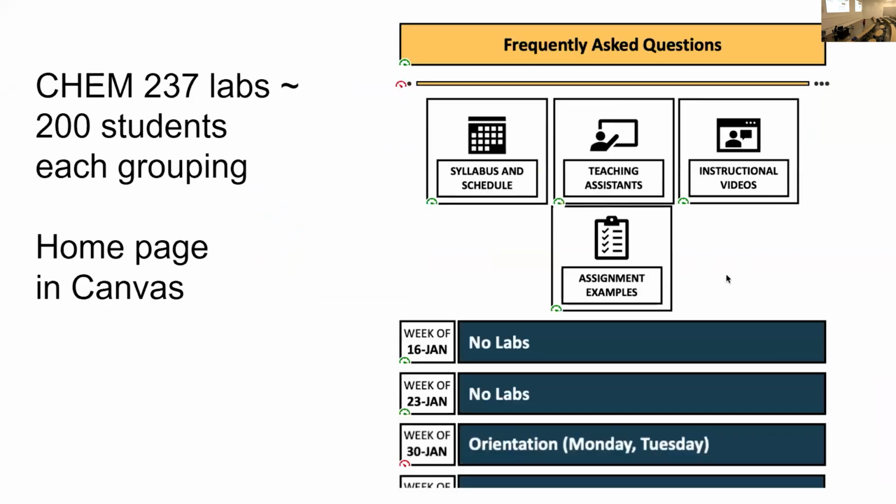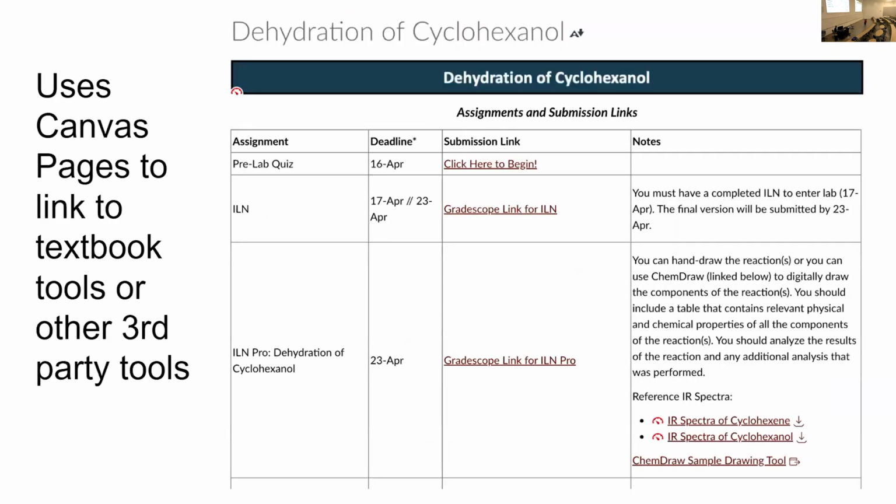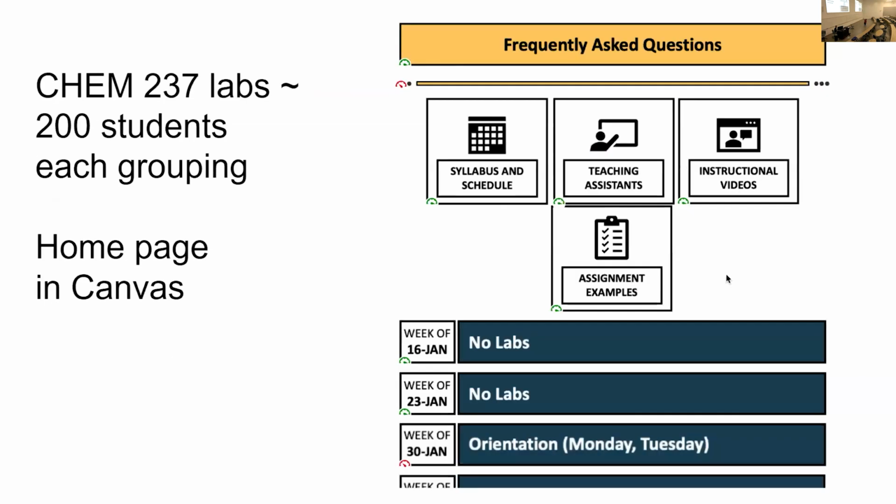If you go to the next page, that's another course where they've changed some of those icons at the beginning. So if you want to go to the syllabus, or reach the teaching assistants, you can go there. Assignment examples, and then you have a weekly schedule where they can either go to labs or no labs and so on and so forth, and each of those are buttons.